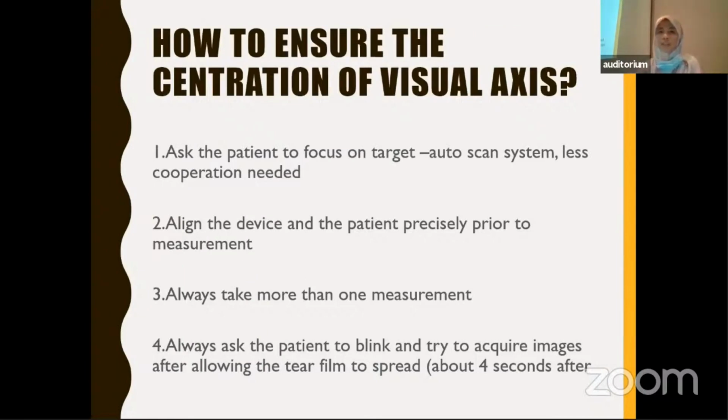How to ensure the centration of the visual axis? Always ask the patient to focus on the target and align the device and the patient precisely prior to the measurement. And always take more than one measurement. Always ask the patient to blink and try to acquire the image after allowing the tear film to spread, about 4 seconds.